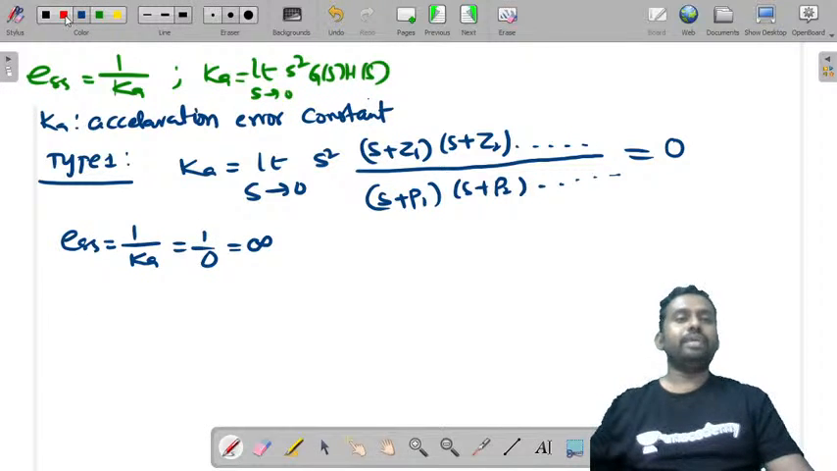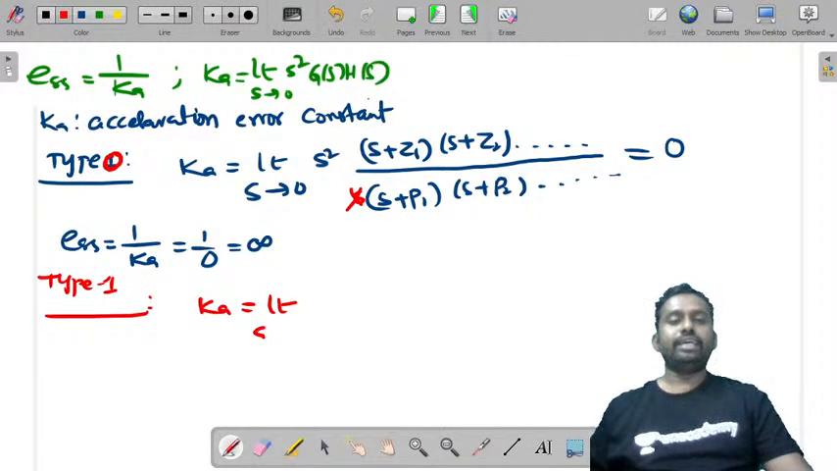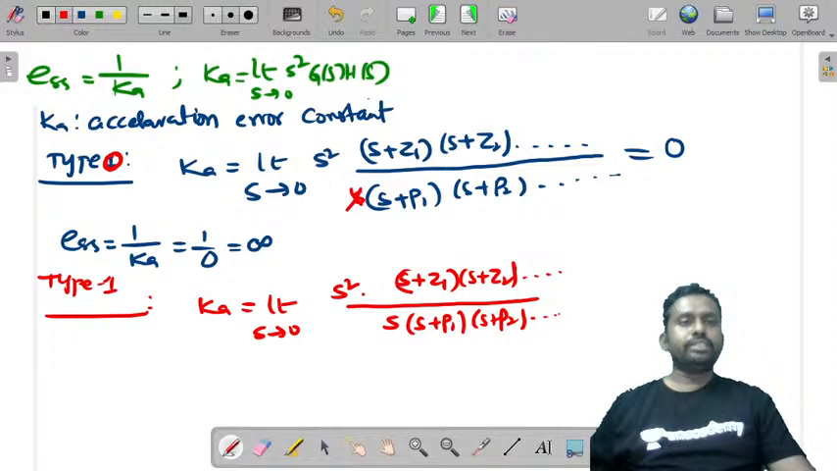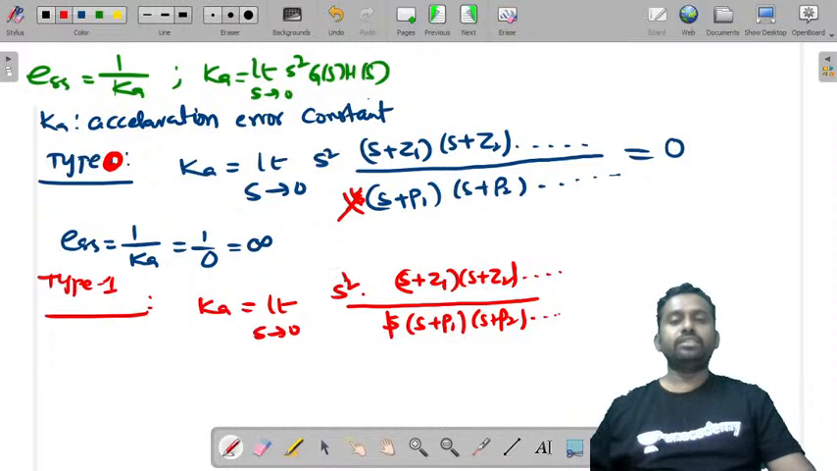Now let us take type 1 system. Sorry, the previous one is type 0 system. You don't have s here. Now let's take type 1 system. The ka value will be limit s tends to 0 s square into s plus z1 into s plus z2 and so on by s into, this is type 1, the previous one was type 0. There was a small change, this is type 0 because you don't have any pole here. Now you have a pole, you'll cancel out this, even then you'll get ka value as 0.